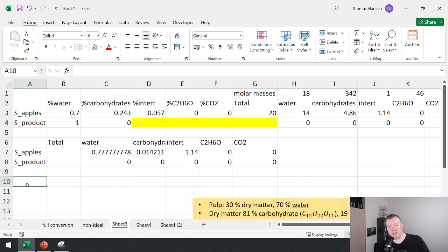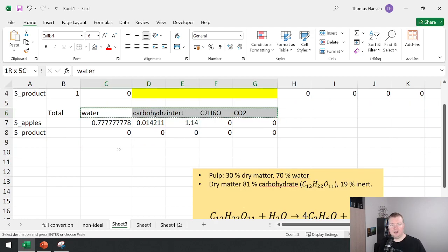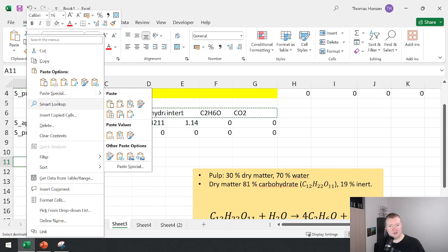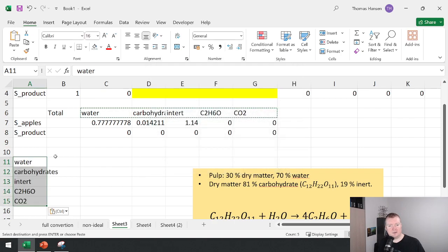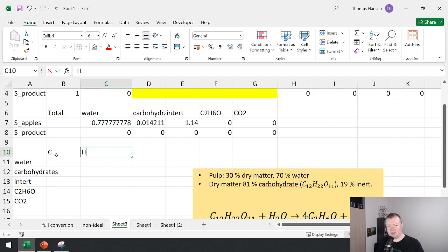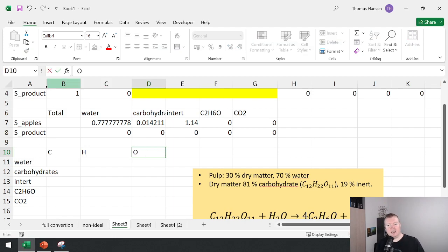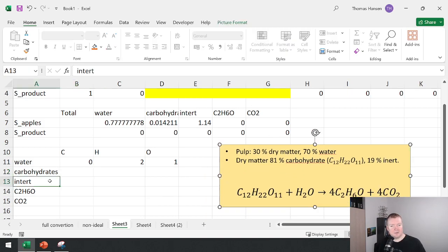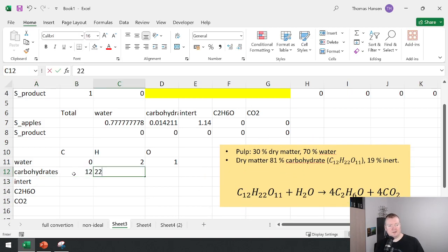And then we start to set up our atomic balances. So again, I'm going to take my components and paste them transposed. Can you actually do it easily? No. Paste special, transpose, there we go. I have carbon, hydrogen, and oxygen, and we just have to fill out for each of them. The water: 2 hydrogen, 1 oxygen. What was the carbohydrates? 12 carbon, 22, 11. Inerts, don't care. For my product here, 2 carbon, 6 hydrogen and 1 oxygen.